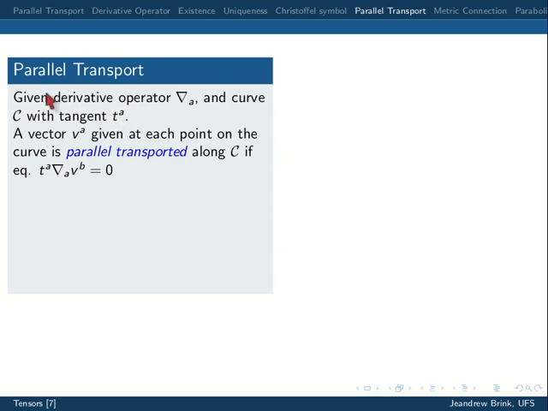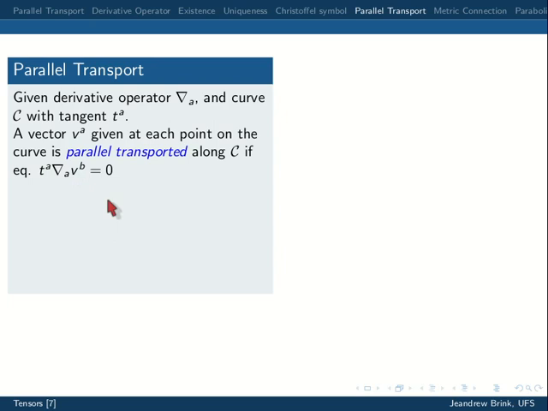So to parallel transport, you want a curve on the manifold that we call C. Associated with the curve, you have tangents. And so we say any vector V^A is parallel transported if it obeys this equation. And I'll give you an example as well. If the directional derivative along the curve applied to V^B is 0, then you're parallel transporting.